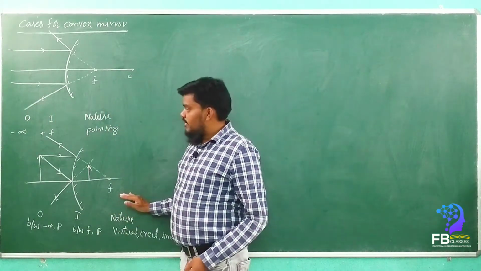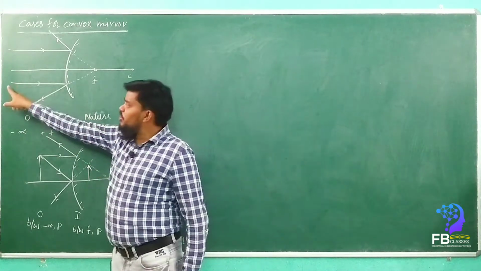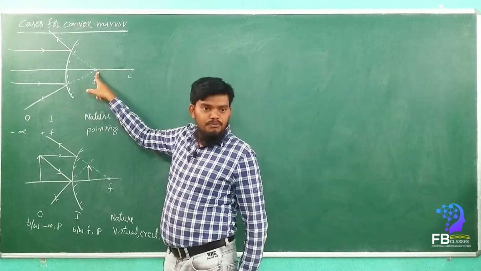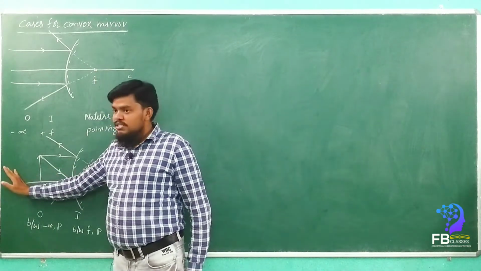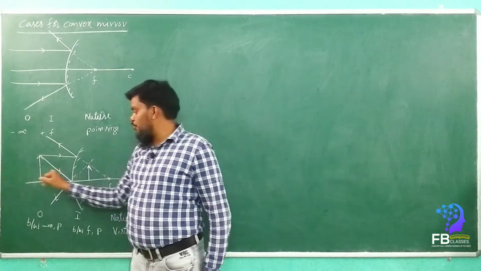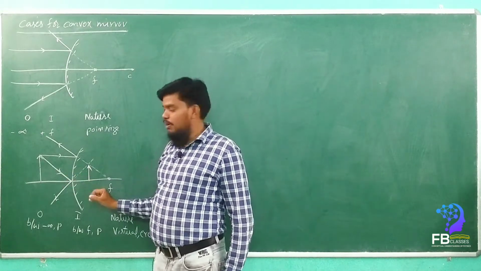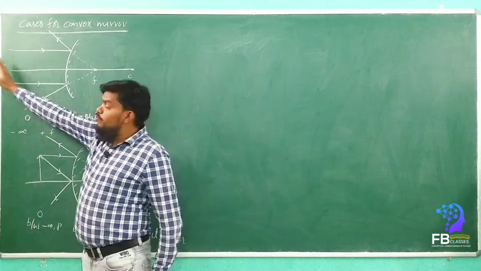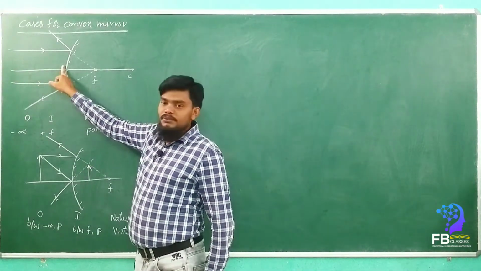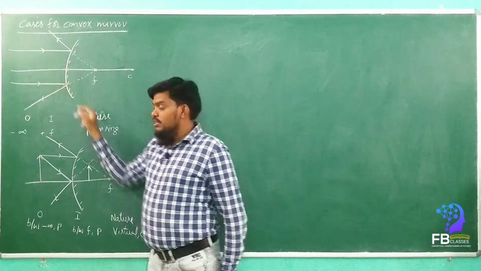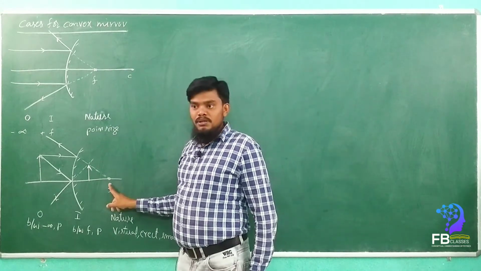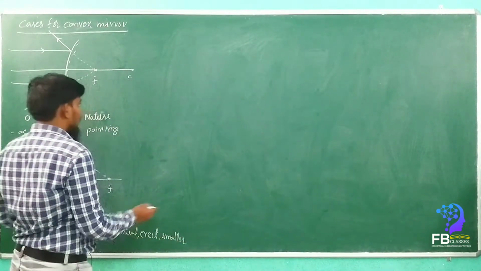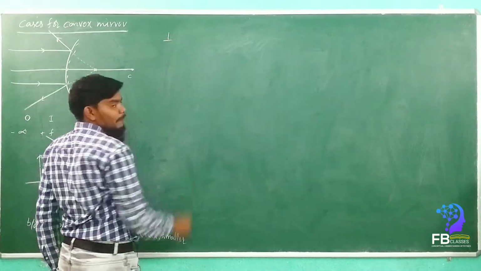So what is the conceptual understanding here? When the object is placed at infinity, the image is formed at F, the principal focus. When the object is placed between infinity and P, where is the image formed? Between F and P. So that means when the object is moved from infinity to pole, the image moves from principal focus to pole. Yes or no? Yes. If you want, we can make a calculation with mathematics.